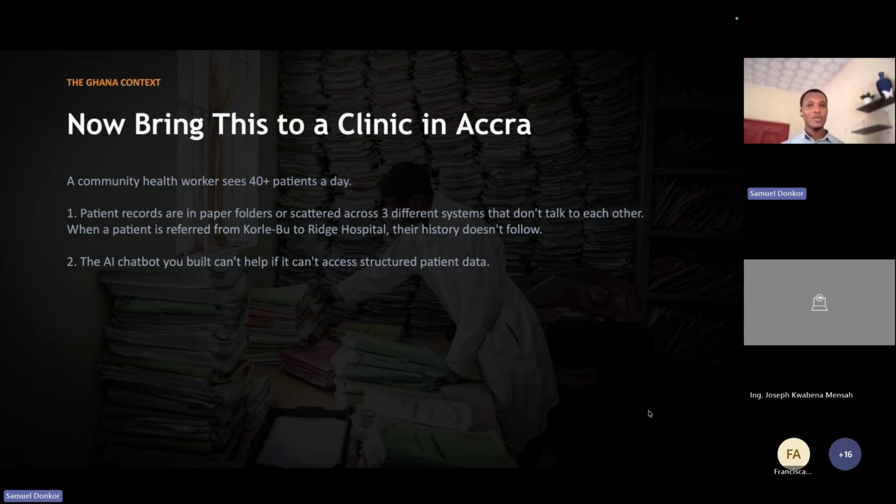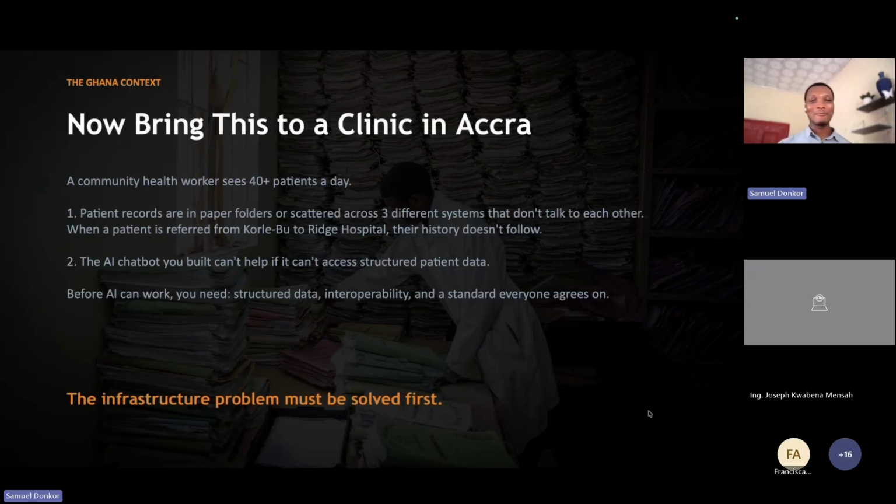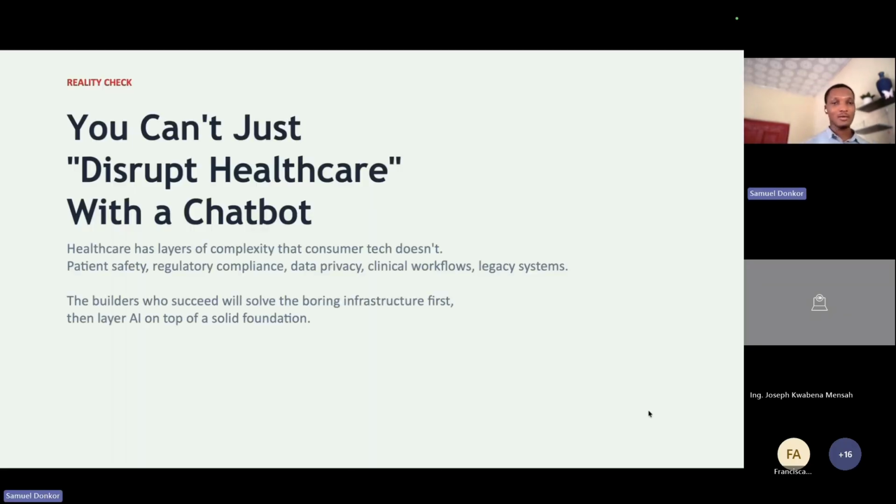The second truth of the matter is that you want to build an AI chatbot, right? And you want to use that AI chatbot to solve or disrupt the healthcare system in Ghana, right? It can't basically do that because the infrastructure problem is not solved yet, right? So before you build AI to work, you need one, structured data interoperability and a standard everyone agrees on so that the systems talk to each other in a form that they also understand, right? So the infrastructure problem must be solved first. So you can't just disrupt healthcare with a chatbot.